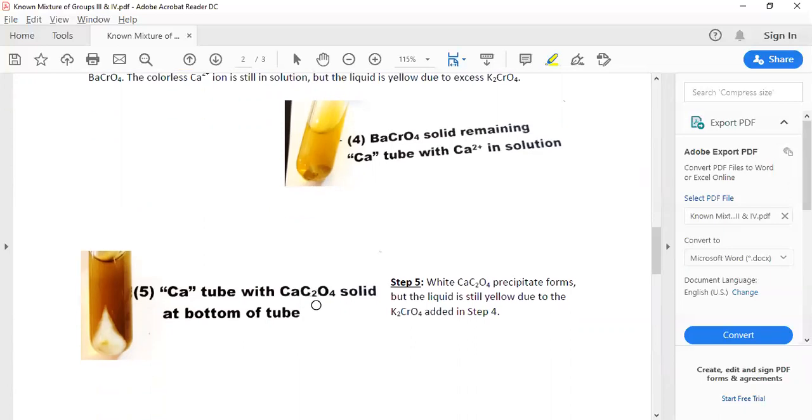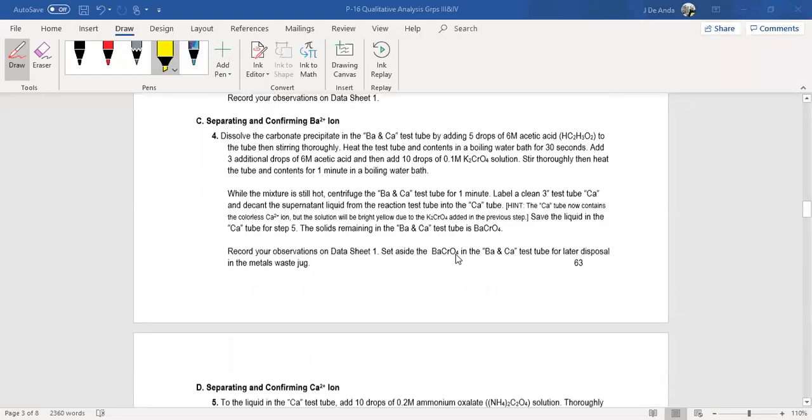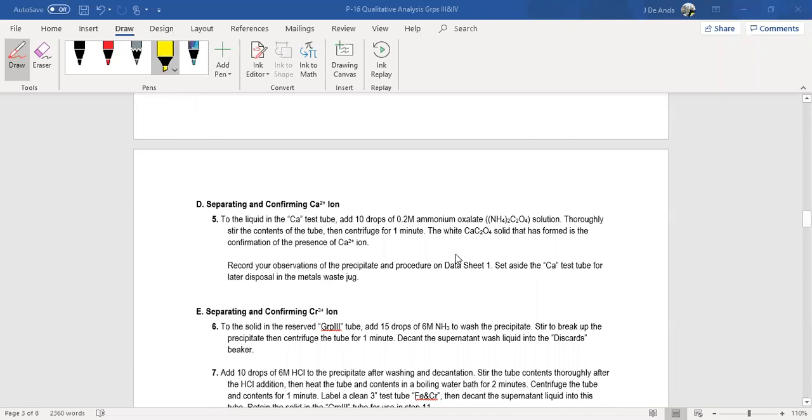And actually, I don't think it's calcium oxalate. Let me check on that for a moment. I want to make sure that we have the right things written in here. All right. It's actually not calcium. I'm sorry, it is ammonium oxalate. That's what you're going to be adding. It wouldn't make sense to add calcium oxalate if you're trying to identify calcium. So consider that a typo in that particular handout there.